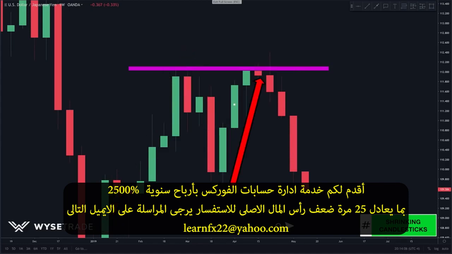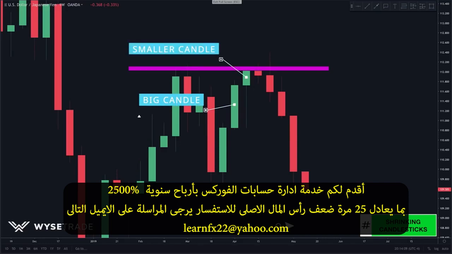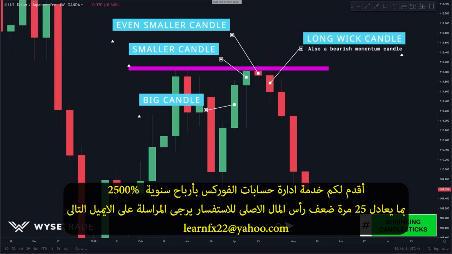When price came back up to this level, we had a big candle, smaller candle, and an even smaller candle, followed by a long wick candle rejection. And this was a picture-perfect example of shrinking candles, but also combining it with a long wick candle for extra confirmation, which followed with a reversal.